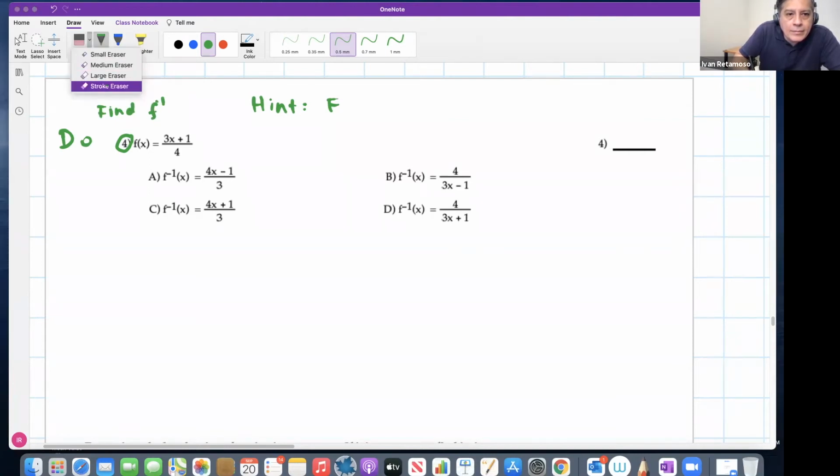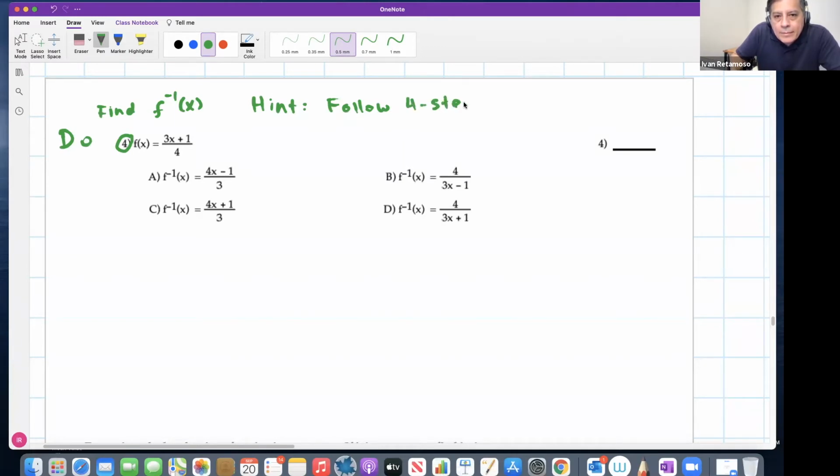Find the inverse function. F inverse of x. Hint: follow the 4 steps method, right? Because very often you will be given complicated functions, and it will not be obvious what the inverse function is. So for that, follow the 4 steps, and then you should get your inverse function, right?